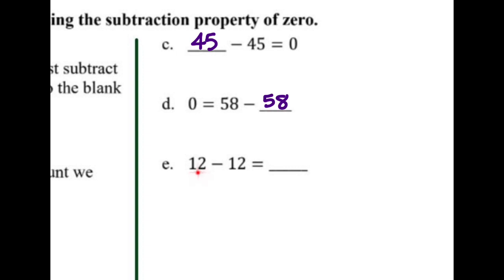And this last one, some number minus itself, in this case 12 minus 12, is going to equal 0. And that was pretty easy, wasn't it? So that's the end of this objective. We'll see you for the next one.